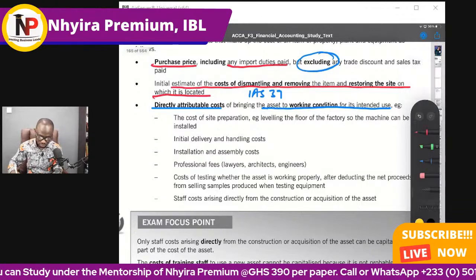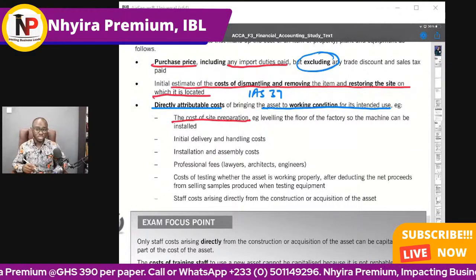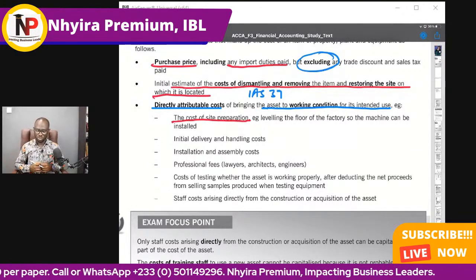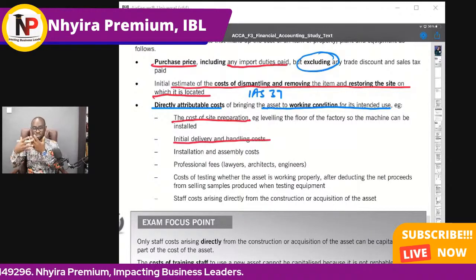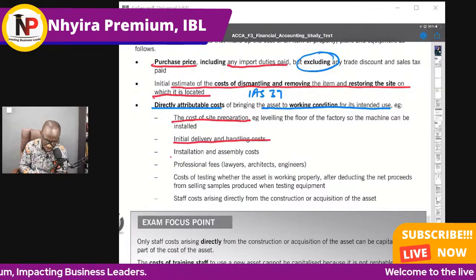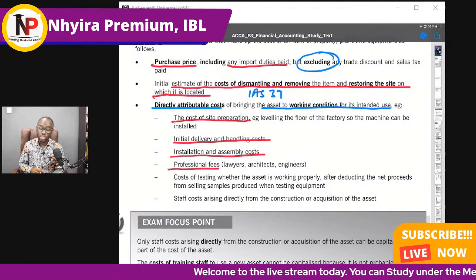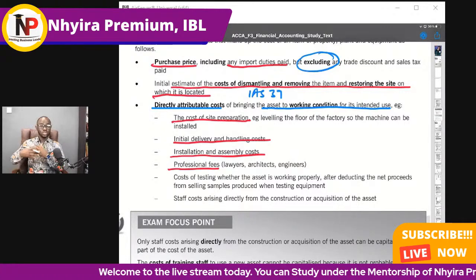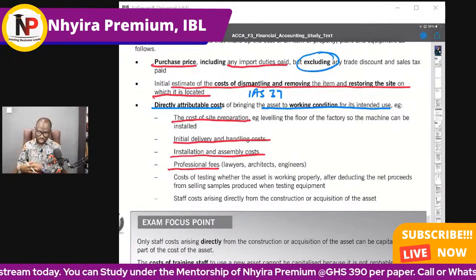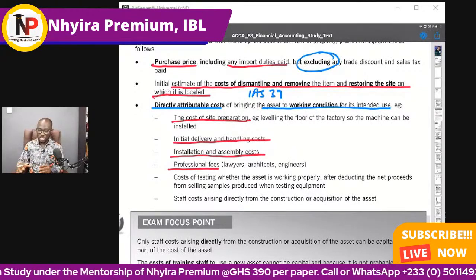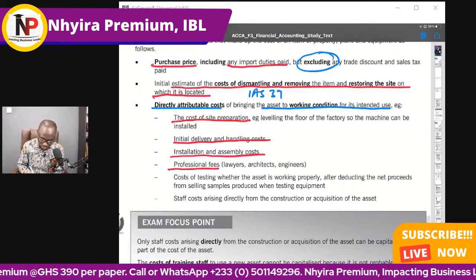Stay with me carefully. One, the cost of site preparation. For example, leveling the floor of the factory so the machine can be installed. Initial delivery and handling cost shall be included here. Installation and assembly cost included here. Any professional fees we paid shall be included. So payments that we made to lawyers, to architects, to engineers, all these shall be included in the initial cost of the assets.